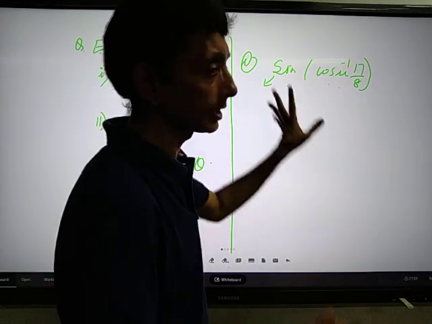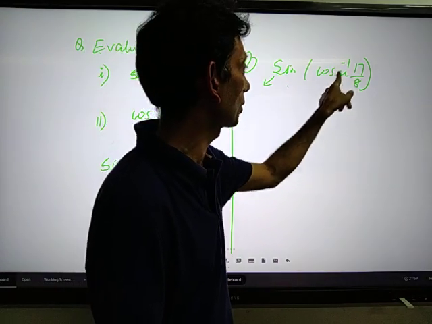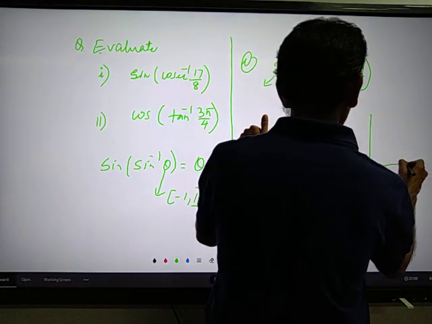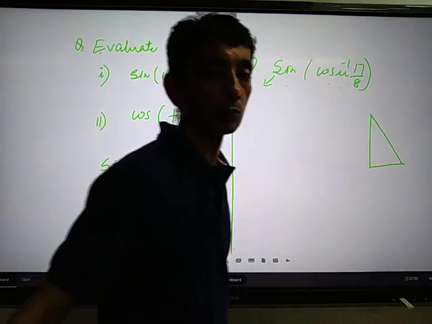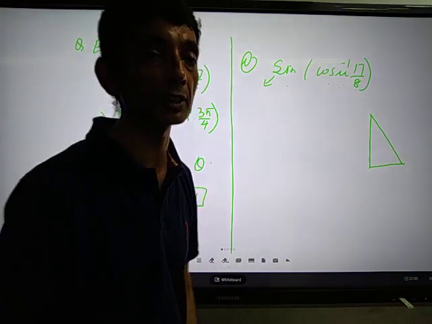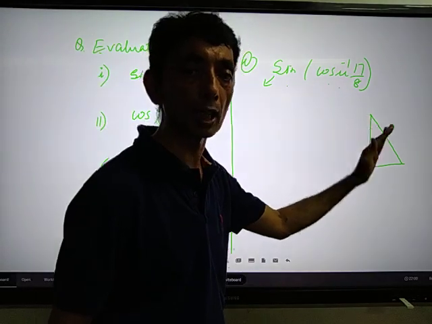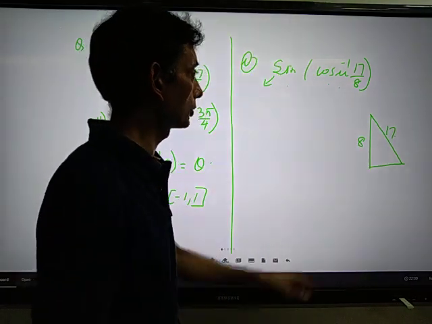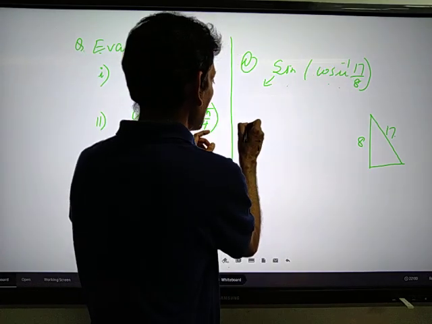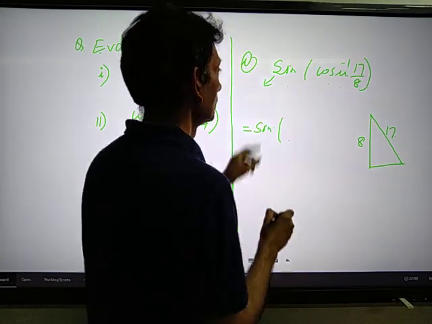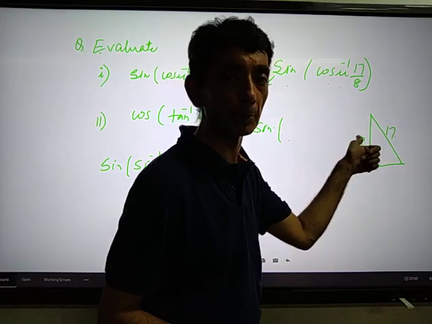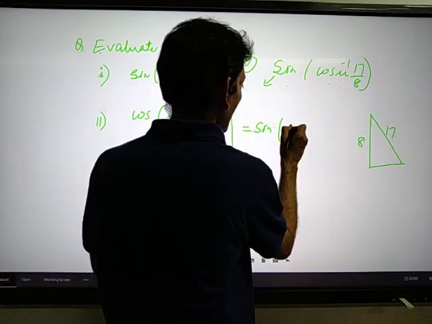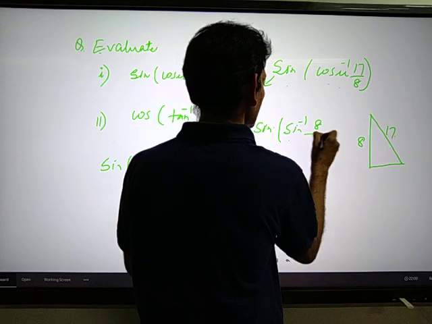So now sine is alright, but this is not sine. So we'll convert this cosec inverse to sine inverse. How to do that? For that, you need to draw one right triangle. Cosec means hypotenuse by perpendicular, so it's 17 and this is 8. Cosec is hypotenuse by perpendicular and sine is perpendicular by hypotenuse. Therefore cosec inverse 17 by 8 is sine inverse 8 by 17.